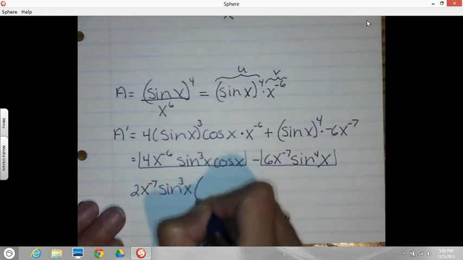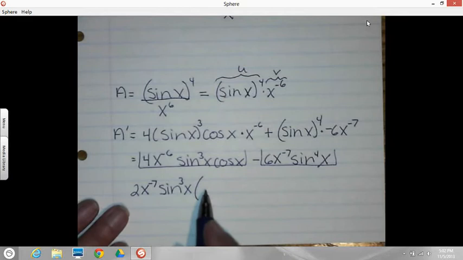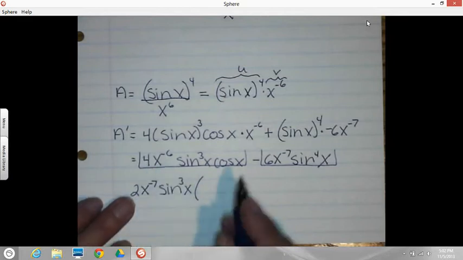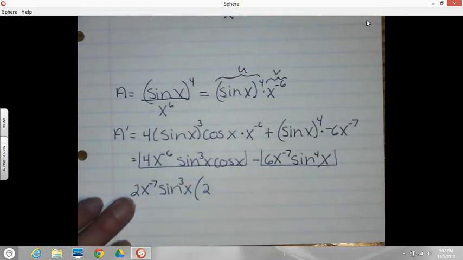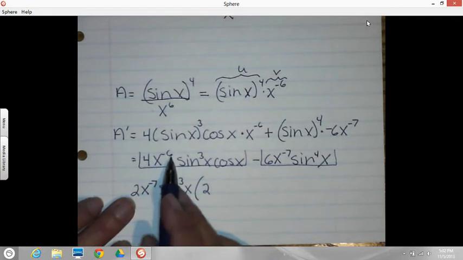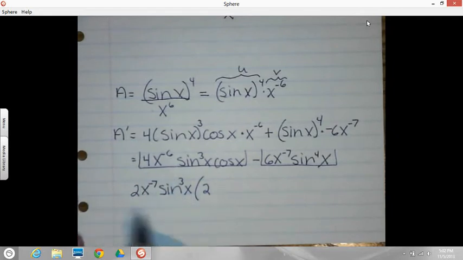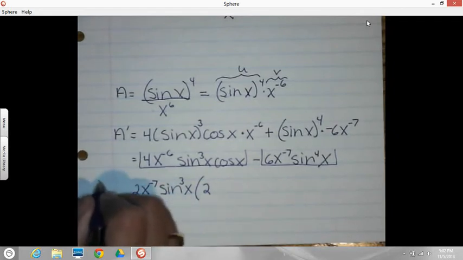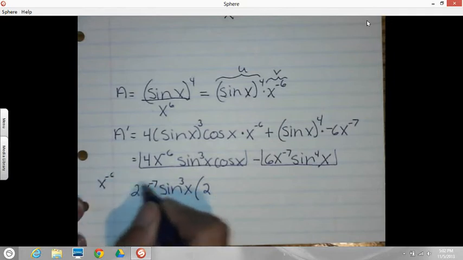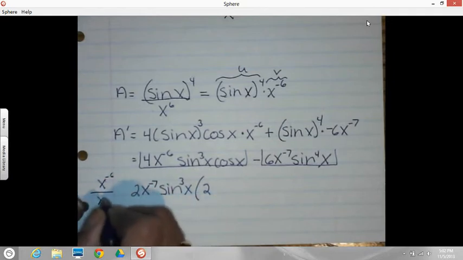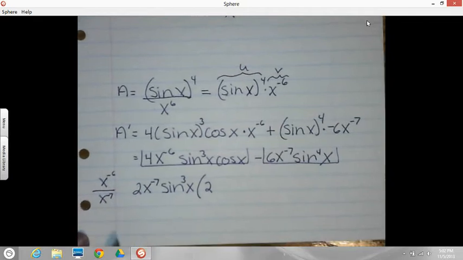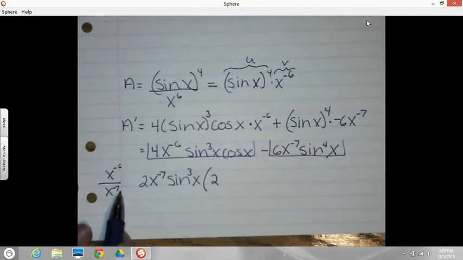X. So that would leave inside here a 4 divided by 2. X to the negative 6. When I divide this out, I'll show you real quick. If you have x to the negative 6, and when I take this out, I'm dividing it out. The rule here is when you divide, you subtract exponents. So negative 6 subtract a negative 7. It's going to leave you with an x.